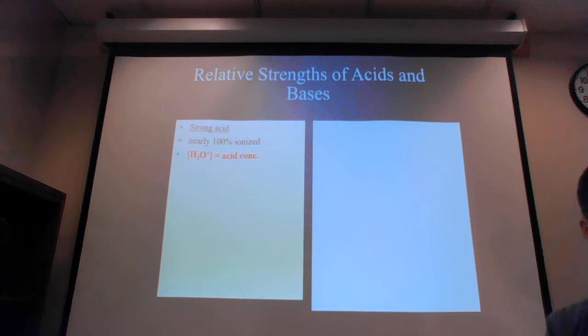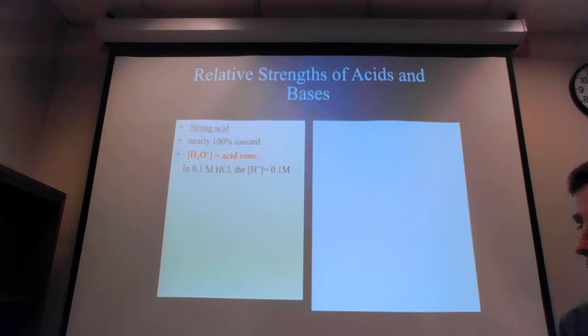In those cases, if I had put in 100 HCl's into a solution, if they all ionize, that means I'm going to end up with 100 H3O pluses in the solution. It's a one-to-one relationship. So the concentration of the acid is going to equal the concentration of hydronium that I form in the solution.